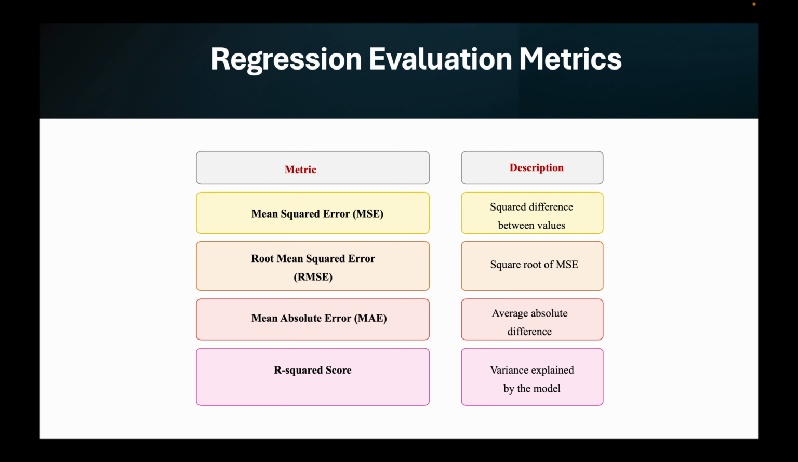R-squared score, the coefficient of determination. It measures how much of the variance in the target variable is explained by the model. Higher values mean a better fit, ranging from 0 to 1.